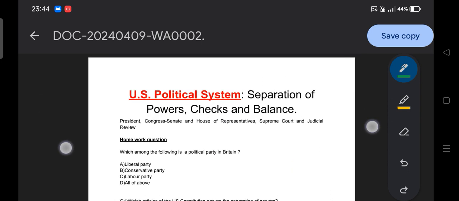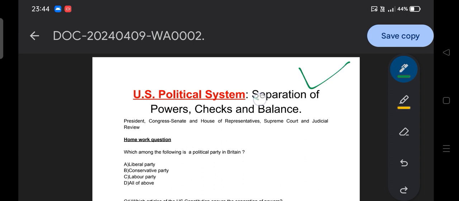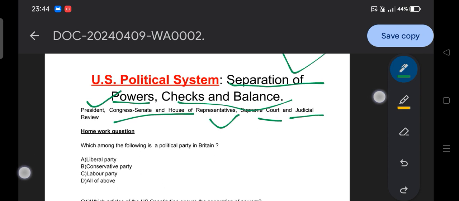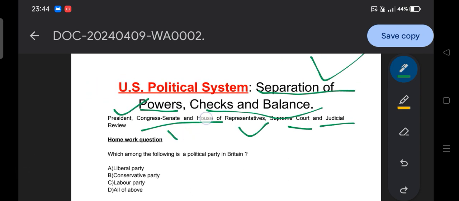So USA political system. In the syllabus they mention separation of power, check and balance, and the post of President, Congress as a legislative body with two houses, Senate and House of Representatives, Supreme Court and judicial review. All of these things will be discussed under the PYQ.